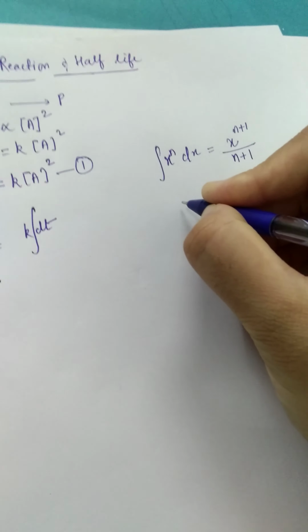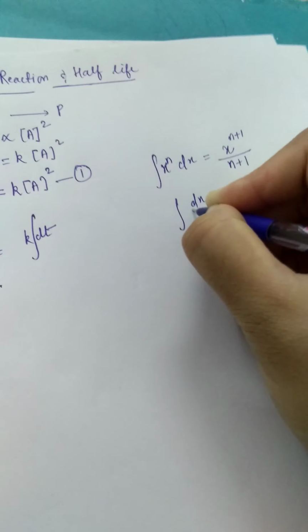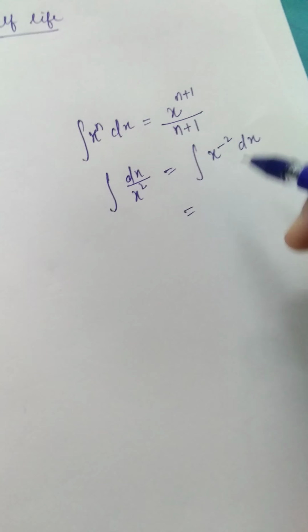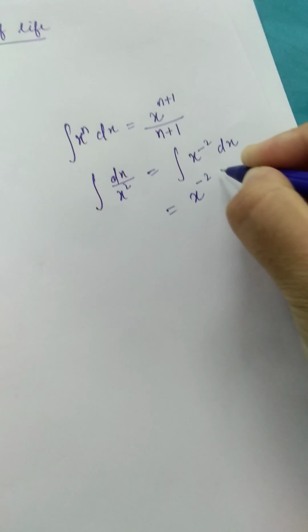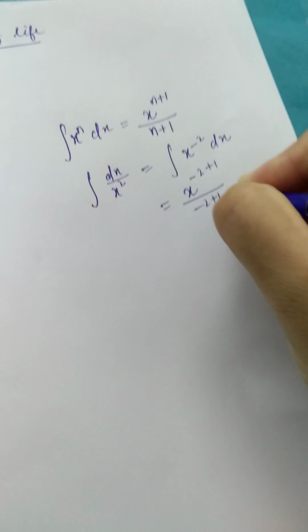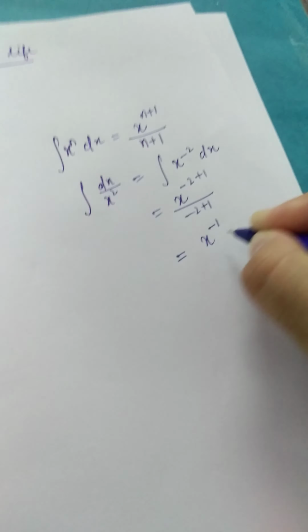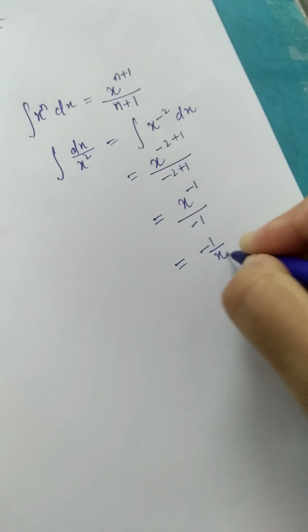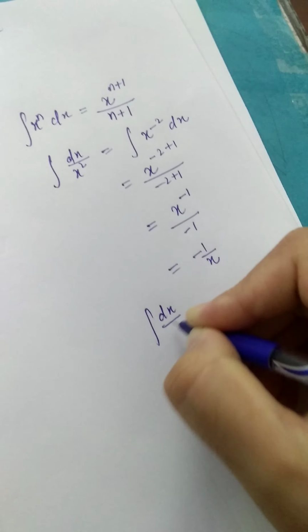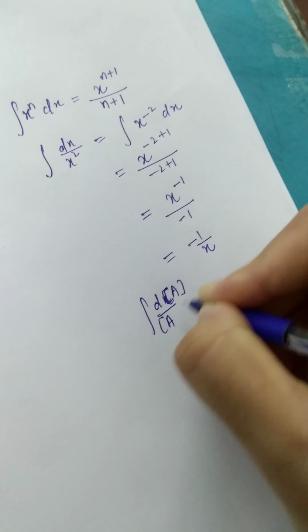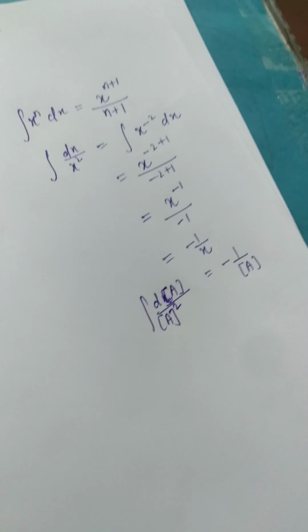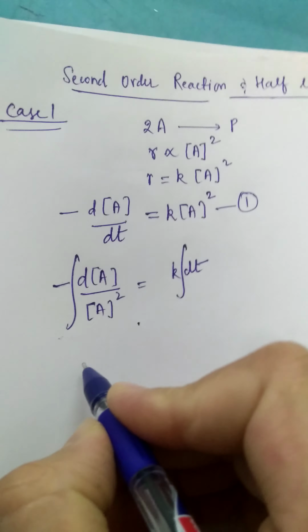So here what we have is something similar to dx divided by x square. This you can write as x raised to power minus 2 dx. So if you have to solve this using this formula, what will you get? x raised to power minus 2 plus 1 divided by minus 2 plus 1. So you are getting x raised to power minus 1 divided by minus 1, and you can also write it as minus 1 upon x. So if we have to write the integration of dA divided by A square, it will become minus 1 upon A. So we will be putting this value here.